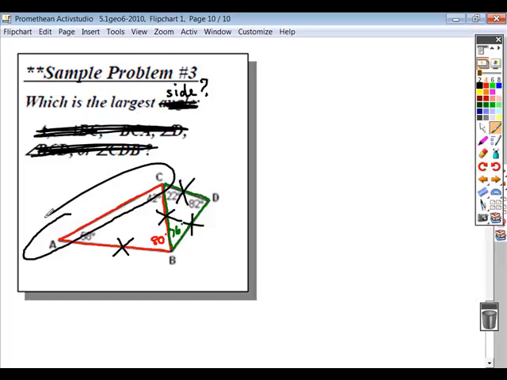Okay. This is one of the most commonly missed types of questions on the chapter test or the final, involving this part of the material. And so be very, very careful on that.